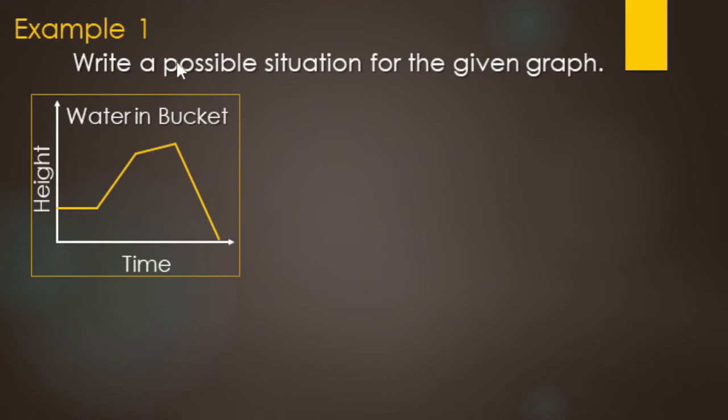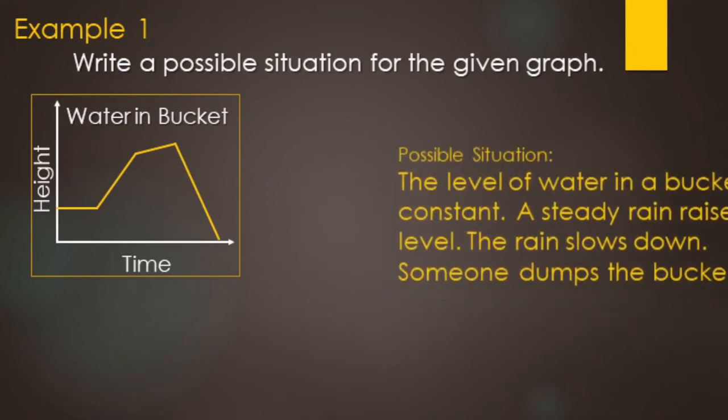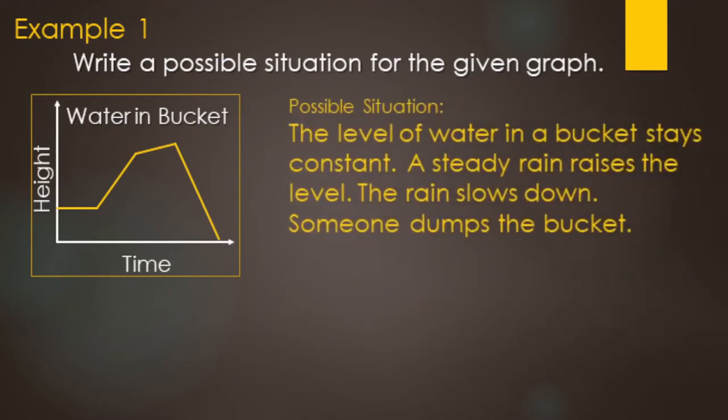So here we go. We do have to pay attention to the label here. Water in the bucket. We're looking at height versus time, or that correlation there. So a possible situation for this is the water level stays the same, so you've got just a bucket sitting outside, and then it starts to rain. And it rains pretty hard, so that bucket is going to fill up with water, and then the rain slows down a little bit. So how fast it fills up is going to slow down also.